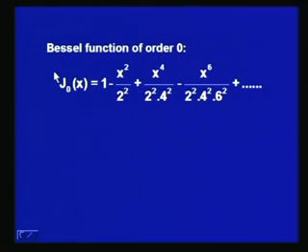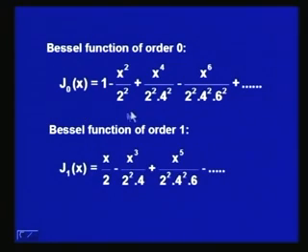Let us take n equal to nu equal to 0, we will have the Bessel function of order 0. Bessel function of order 0 is given by 1 minus x square by 2 square plus x to the power 4 by 2 square into 4 square minus x to the power 6 over 2 square 4 square 6 square and so on. This infinite series expression for J naught x we have obtained from the corresponding expression for J nu x by replacing nu by 0. Next, let us take nu equal to 1. We will have the expression for J 1 x as x by 2 minus x cube over 2 square into 4, then x to the power 5 over 2 square 4 square into 6 and so on.